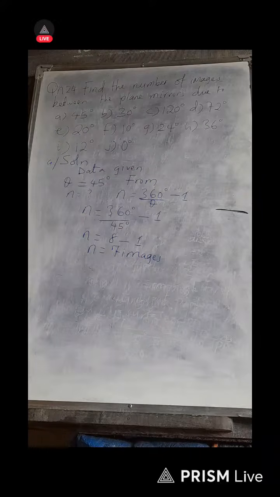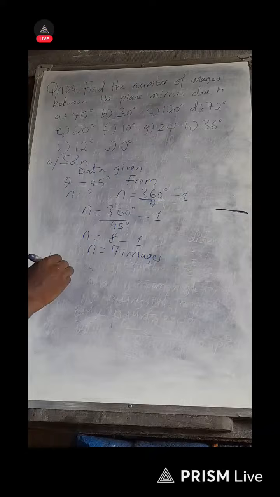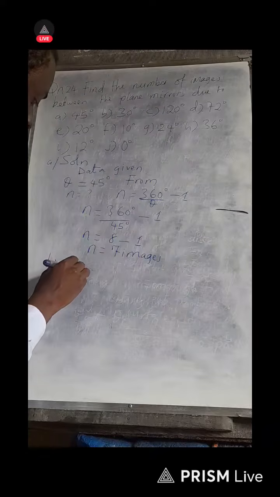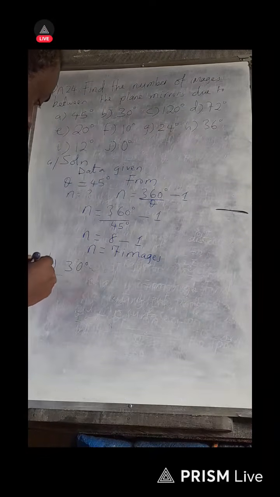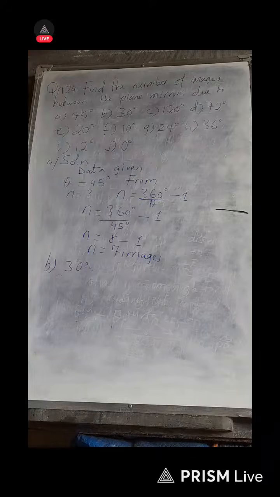Now it will be B. For B, the angle given is 30 degrees. What will be the number of images? What you are supposed to do is remember that important formula, so you can get the answer. Keep fighting. We have almost 30 seconds to come up with answers on part B.